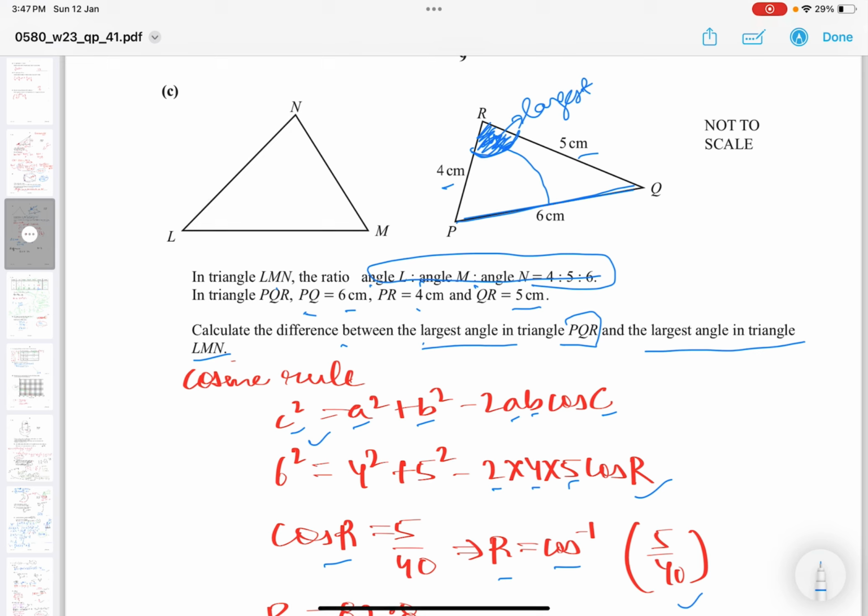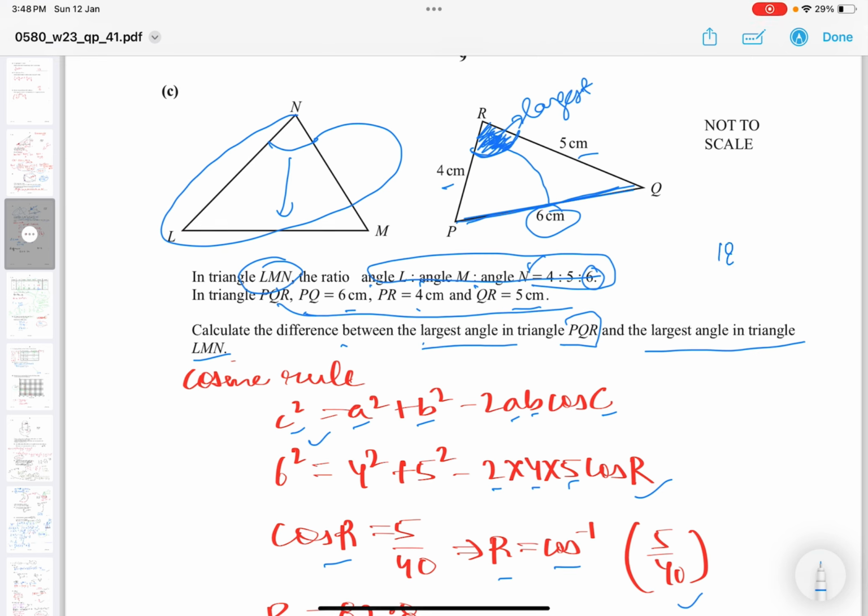Now listen, for this triangle we know the value of r. Let us move on to the next triangle, LMN. We know the largest angle in PQR is angle R, because it was in front of the largest side. In this triangle, the largest angle is this one, angle N. Again, it is in front of the largest side. Now listen very carefully. How can we find angle N? The total sum is 180. Yes or no? We are dividing 180 into how many parts? 4 plus 5 plus 6. Now we will multiply it by 6 and we will get the answer, that is 72. And the difference of these two would be 10.8. Very good.